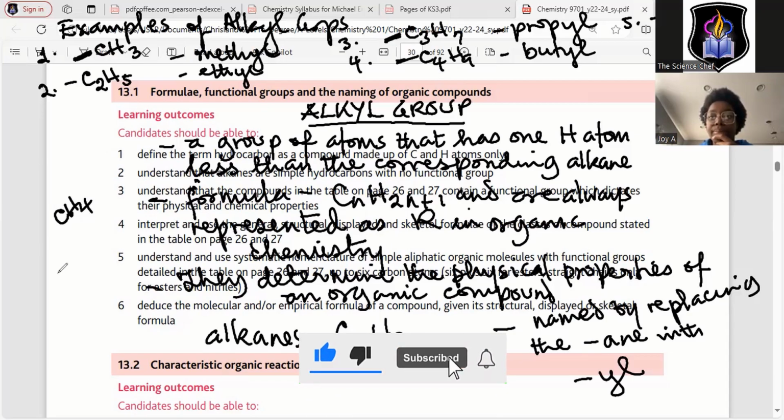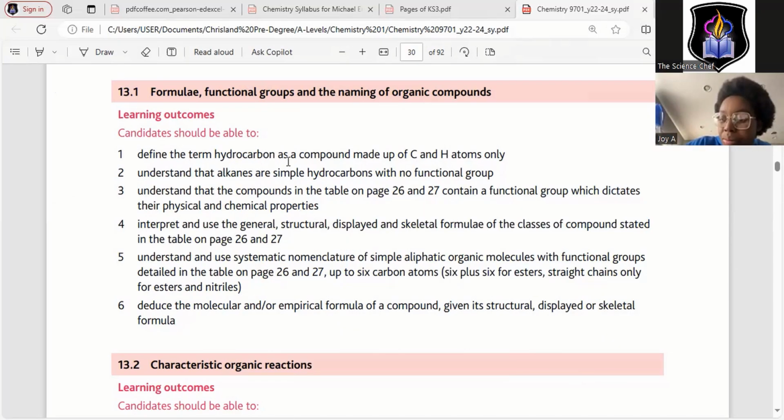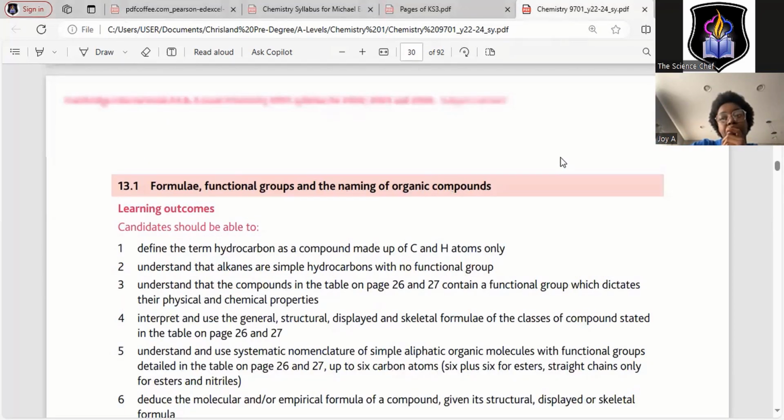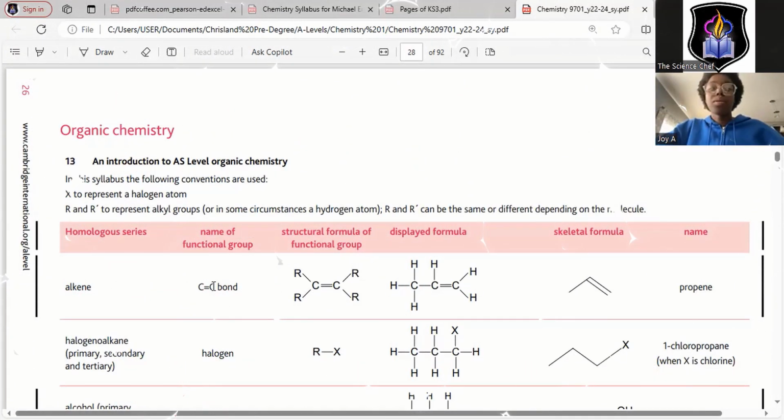All right. Can I clear my screen? Yes, sir. All right. Let's look at the table that contains homologous series and their functional groups. You can see? Yes, sir. In the syllabus, the following conventions are used. X to represent a halogen atom. Wherever I see X, it represents halogen atoms in organic chemistry generally. R and R prime represent alkyl groups, or in some circumstances a hydrogen atom, but generally represent what? Alkyl groups, right? Yes, sir. They can be the same or different.